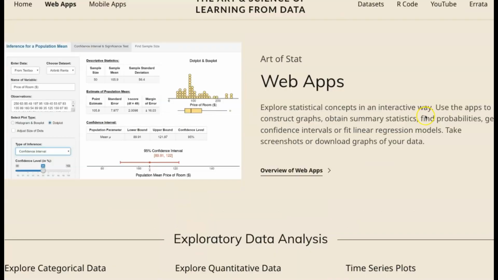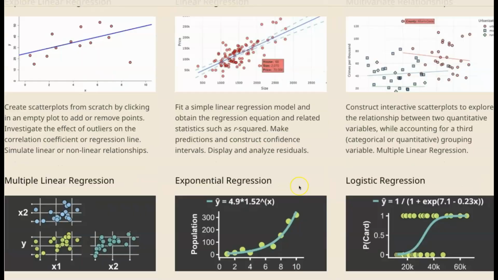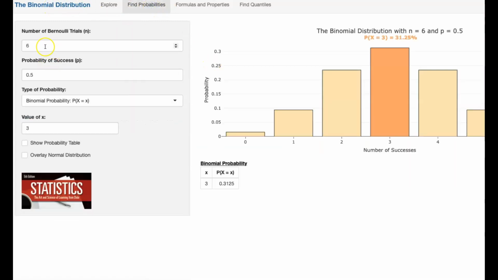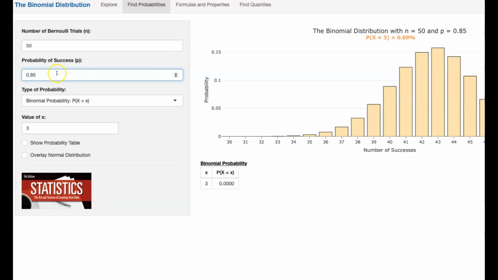So we're at StatCrunch now. We're going to go to the web apps. You have all the links for that. What we're looking for is the binomial distribution. There it is, and the binomial distribution opens up. We hit find probabilities. On that Facebook problem, we know we had 50 adults randomly selected, and we know that 85% of them have a Facebook account. In the first case, we wanted to know the probability that 42 people have a Facebook account out of the 50, and we get a 14% chance.